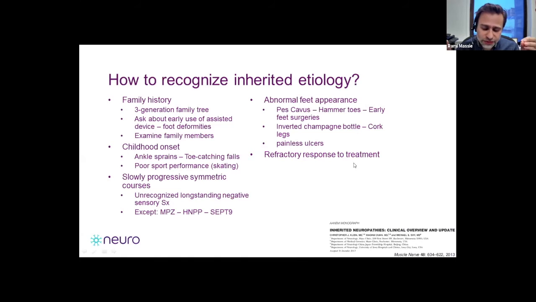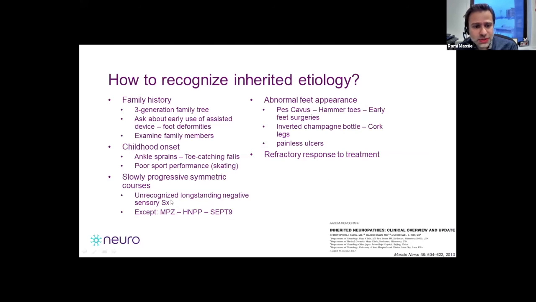And then the biggest clue often is refractory response to treatment. Like I said, often when I see a demyelinating neuropathy, I ask myself, is this CIDP or CMT? And if I think it's CIDP and I treat them with IVIG and steroids and they're not responding at all, you have to wonder, am I missing an inherited neuropathy?